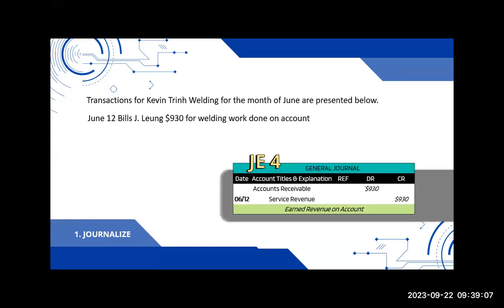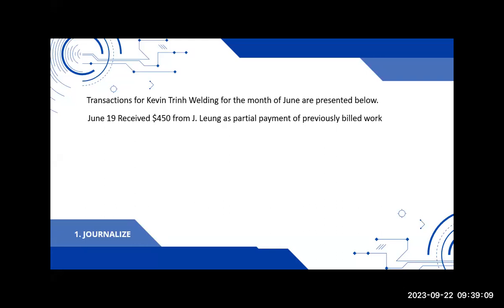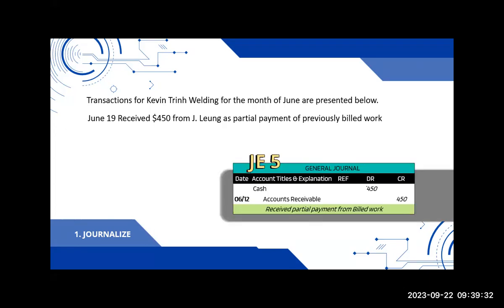Out of my 930, babayaran kita ng 450. So receive 450, ang keynote doon is nakatanggap ka ng cash. So tumaas si cash, debit cash, and then for the previously billed work, meaning na take note mo na may utang siya. So bababa lang yung utang niya ng accounts receivable sa'yo. So that would mean bababa si accounts receivable pero tataas si cash. So debit cash, 450, credit accounts receivable.